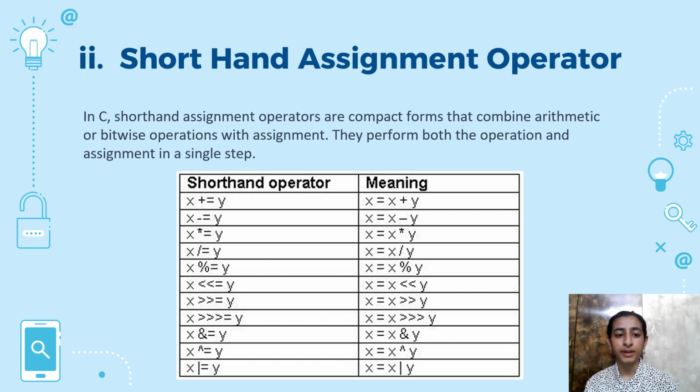Shorthand assignment operator. In C, shorthand assignment operators are compact forms that combine arithmetic or bitwise operations with assignment. They perform both the operation and assignment in a single step. For example, x += y, which means x = x + y.